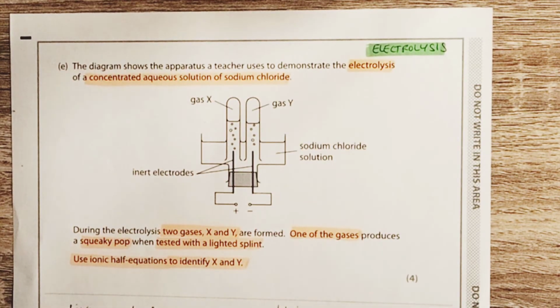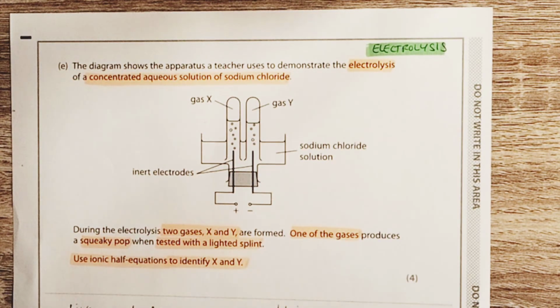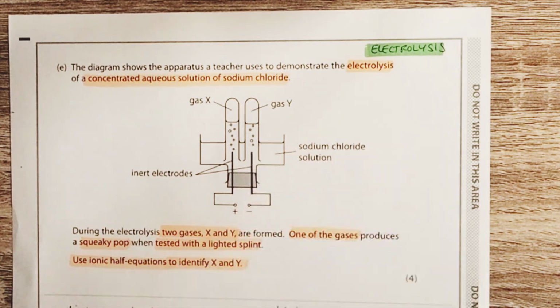The final question is electrolysis, and it's actually electrolysis of solutions. So here we have someone electrolyzing a solution of sodium chloride. The challenge there is there's more than two ions involved. There's the sodium ions and the chloride ions from the sodium chloride. There's also hydrogen ions and hydroxide ions from the dissociation of water. So all those things involved.